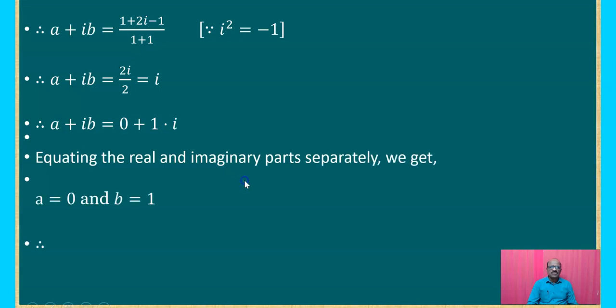And b is equal to 1. Next is a square plus b square: 0 square plus 1 square. Overall you will get 1. And hence a square plus b square is equal to 1. It is proved.